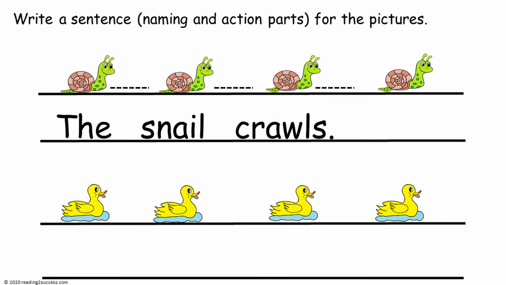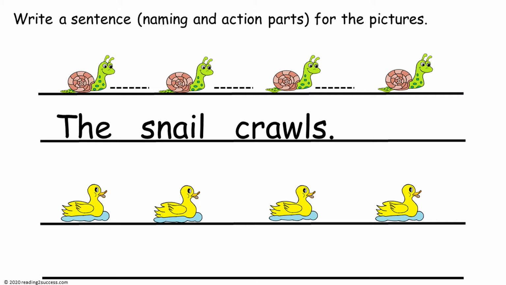This next section is write a sentence with both the naming and action parts for the pictures. Each page will have a completed example and then one for kids to talk about and then complete. So for the first picture, ask, what is the naming part? The snail. And what is the action part? Crawls. The sentence would be, the snail crawls.